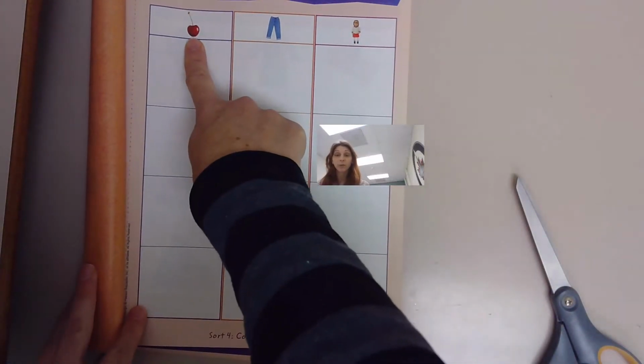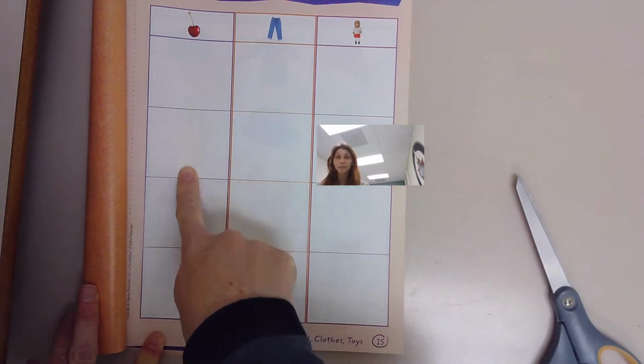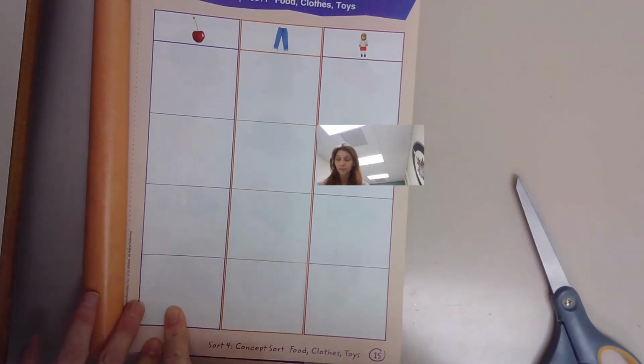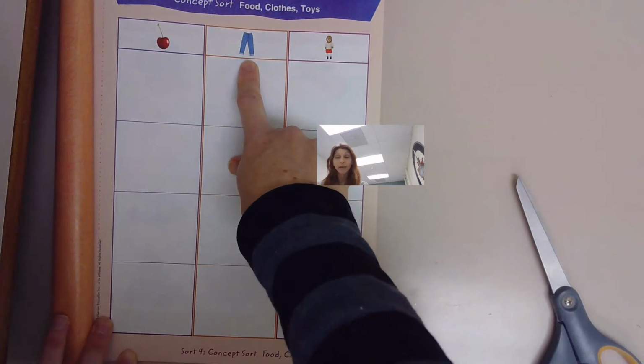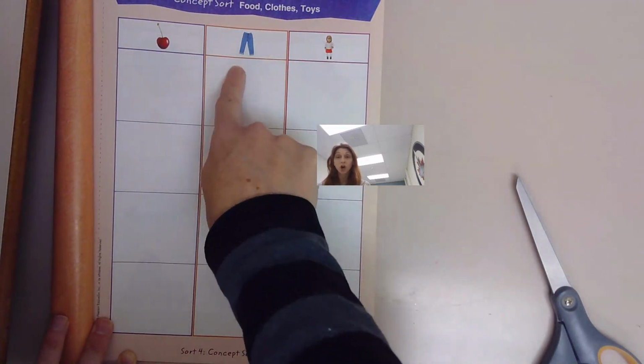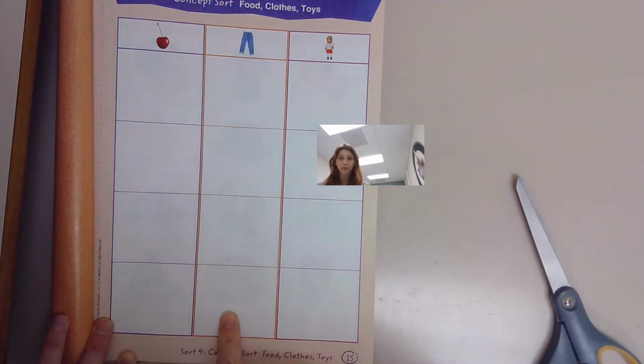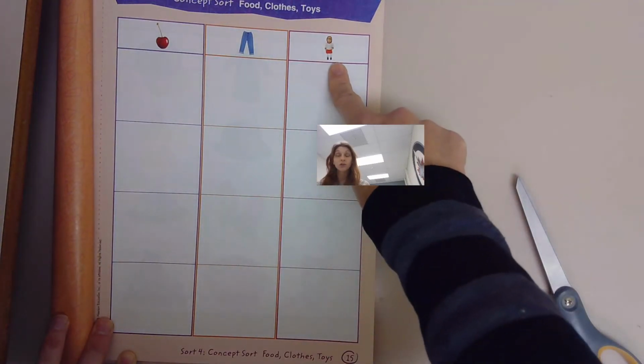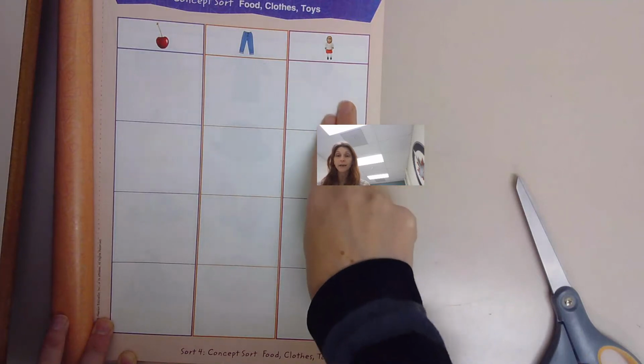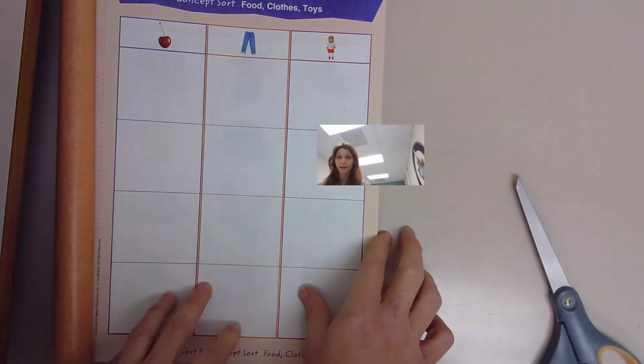Under the cherry will be all the types of fruit that you find. Under the pair of pants, this column is all the types of clothing that you find. And under the doll will be all the examples of toys that you find.